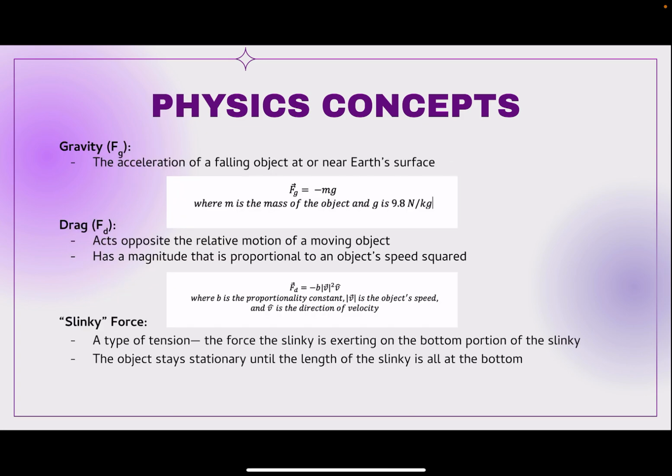Gravity is the acceleration of a falling object at or near Earth's surface, and is represented as negative mg. Drag is a force that acts opposite to the relative motion of a moving object, and has a magnitude that is proportional to an object's speed squared. And finally, the Slinky force is a type of tension that refers to the force the Slinky's entire body is exerting on the bottom portion of itself, due to how the Slinky is initially stretched out. This force is the reason that the bottom remains stationary until the entire length of the Slinky has fallen to meet the bottom portion.